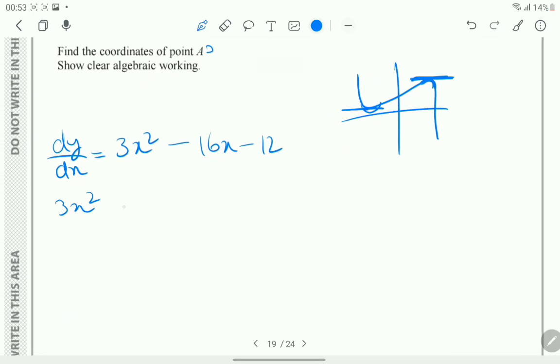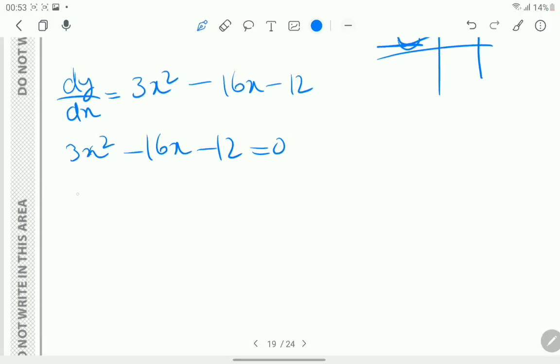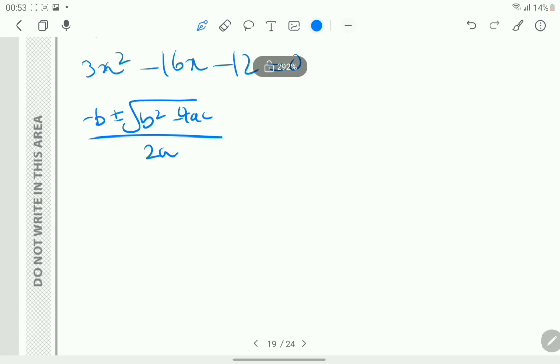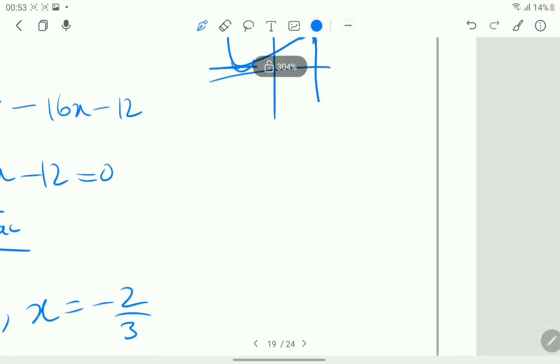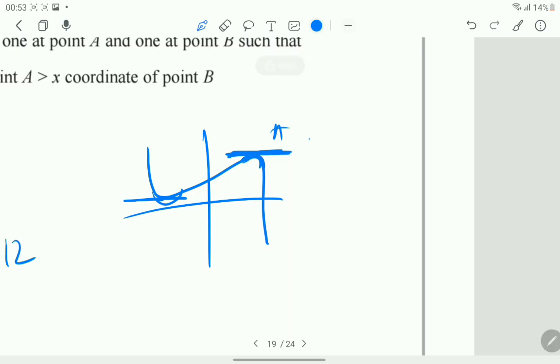Now we put it equal to 0. Now this is a quadratic equation. You could use the quadratic formula or factor. I, however, am going to use a calculator because I can. You have to show your proper workings or else you wouldn't get marks. So x equals 6 and x equals negative 2 by 3. Now it's evident that 6 is greater, so our point A is at x coordinate 6, and we need to find the y.